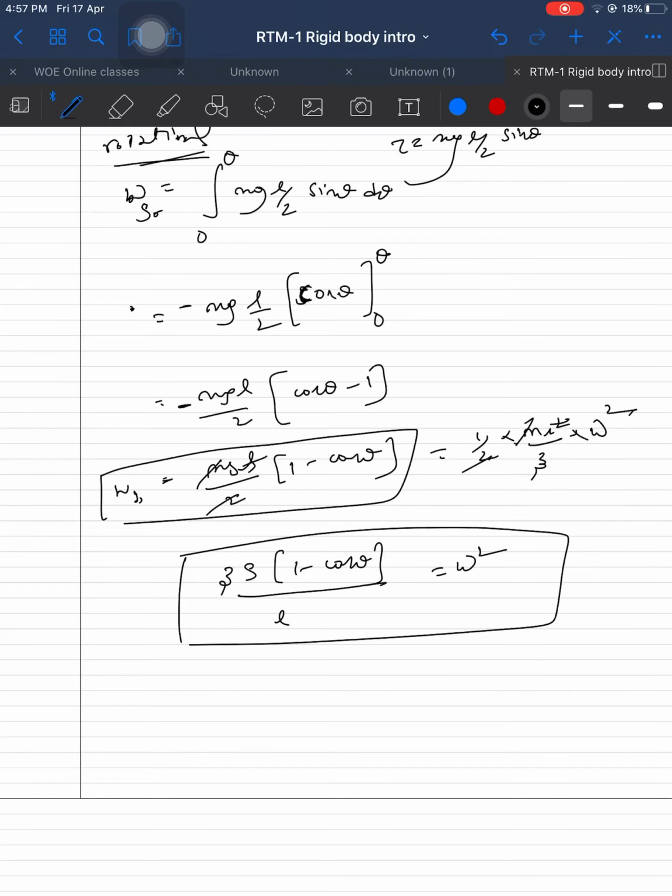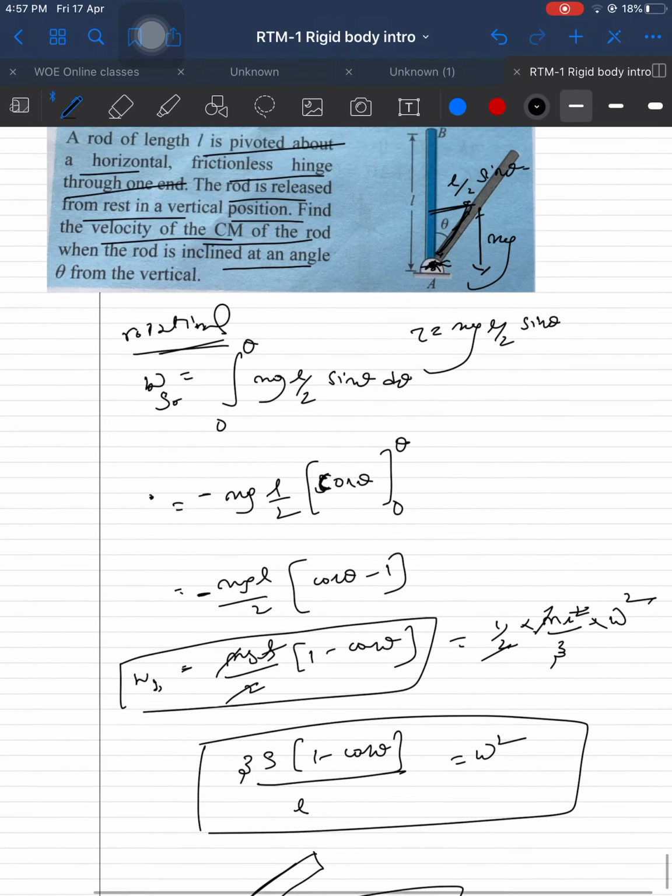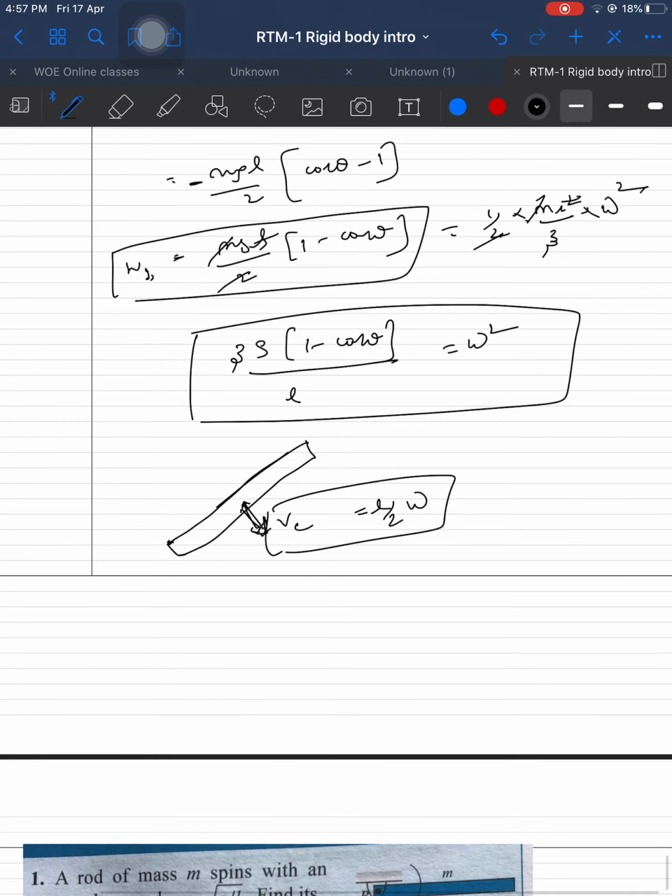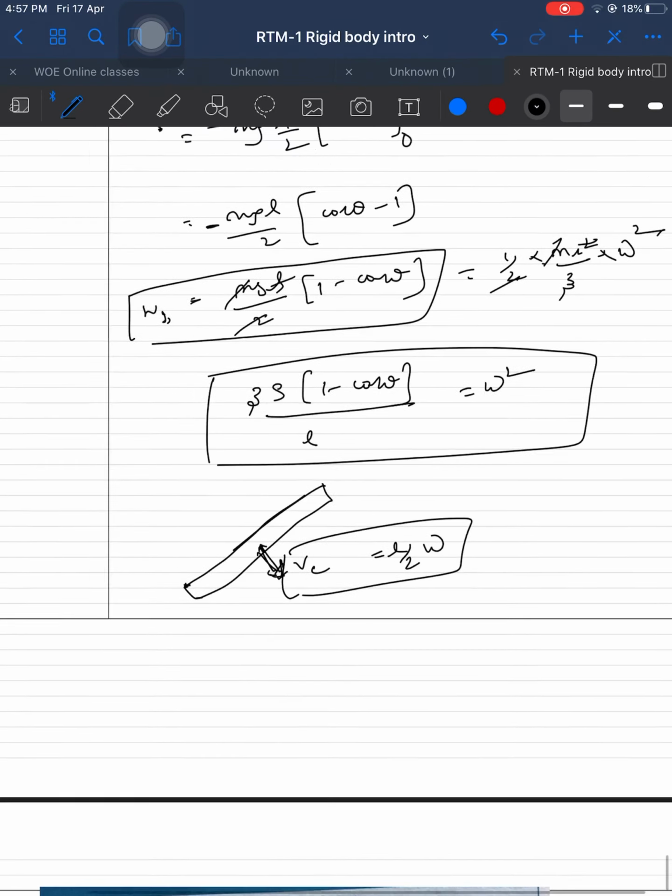If you want to find the velocity of center of mass, omega we got. After getting omega, the center of mass velocity is in this direction, Vc. Vc is equal to L by 2 into omega. Simple, just as simple as that. Omega is the square root of the value you can substitute, and you get the velocity of center of mass.